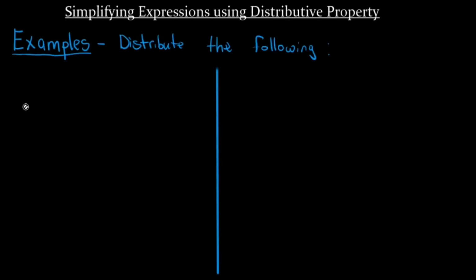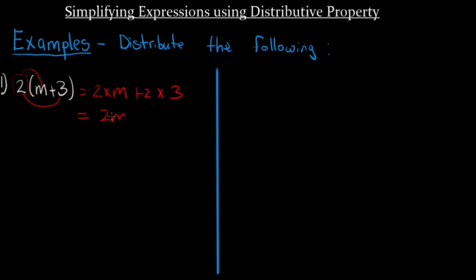Let's distribute. First example, we have 2, and in brackets we have m plus 3. We do not see an operation between the 2 and the bracket, therefore we should multiply. So we're going to break apart and dispense evenly. So it will be 2 times m and 2 times positive 3. And when we simplify this, we'll have 2m plus 6.